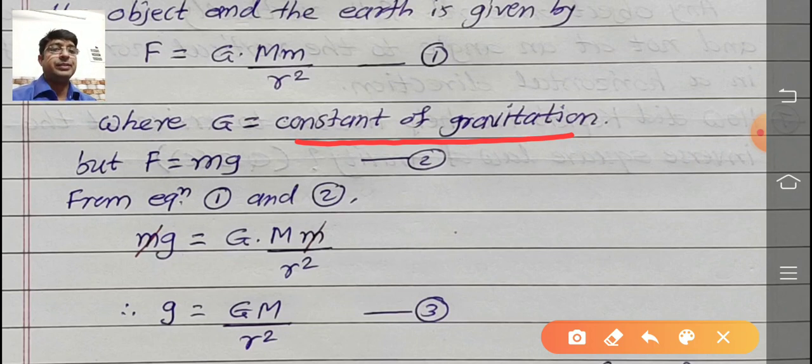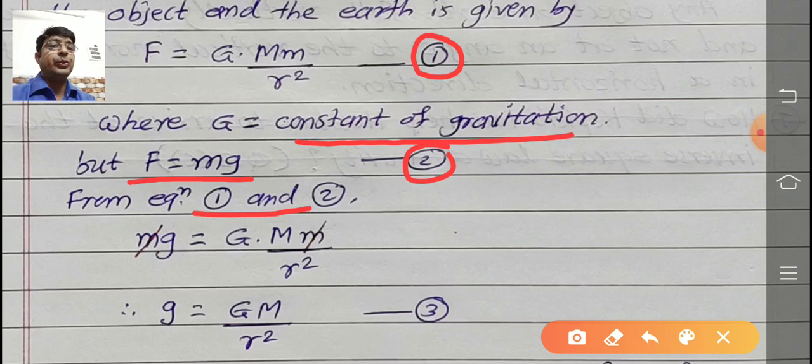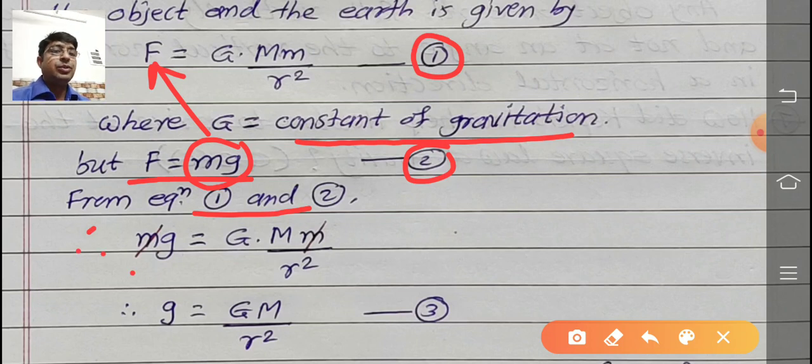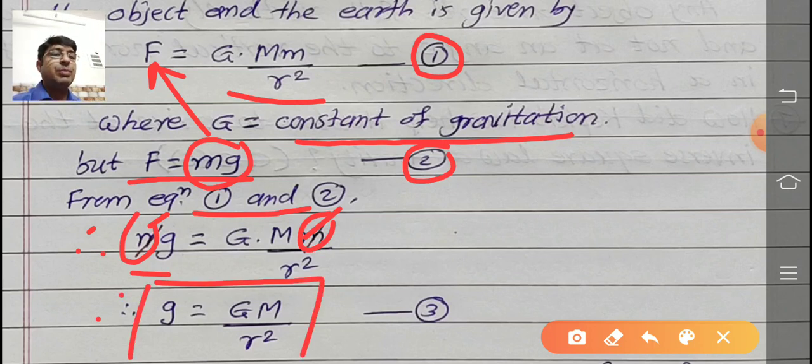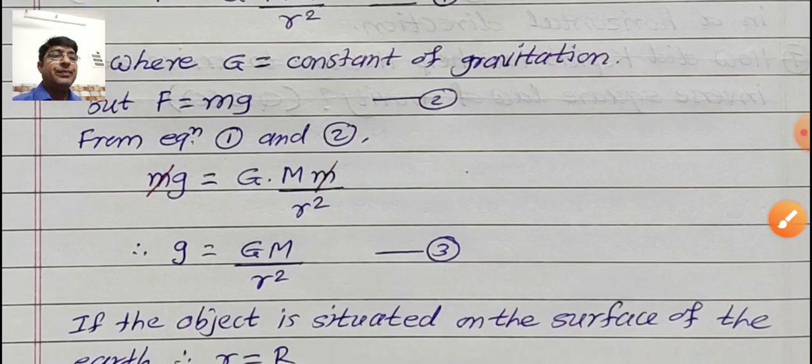Last time we learned this point. But we know that the force F is equal to m g, the mass of the object multiplied by g, the acceleration due to gravity, equation number 2. From equations 1 and 2, we substitute this value of force m g here. So m g is equal to, the right side remains as it is, G M m upon r square. On both sides small m is there, so that cancels. And what remains? Therefore g is equal to G M upon r square, equation number 3.